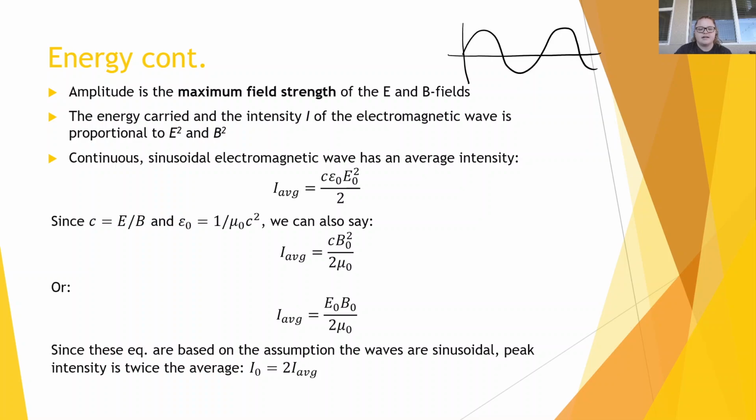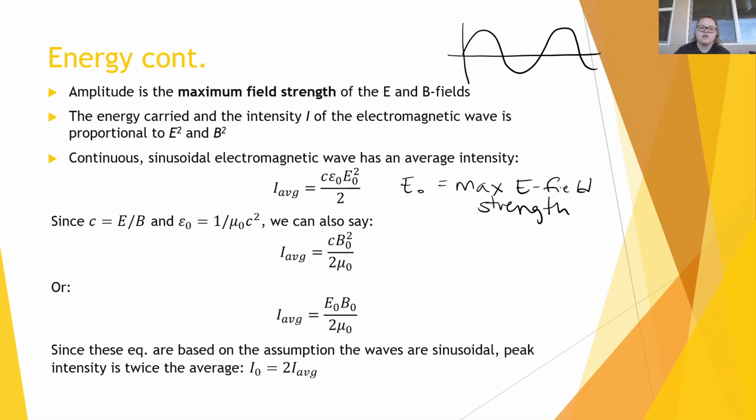This is our sinusoidal wave, and we can describe it as having an average intensity, I sub AVG, equal to c, our speed of light, times epsilon naught times E naught squared divided by 2, where E naught is the maximum E field strength.